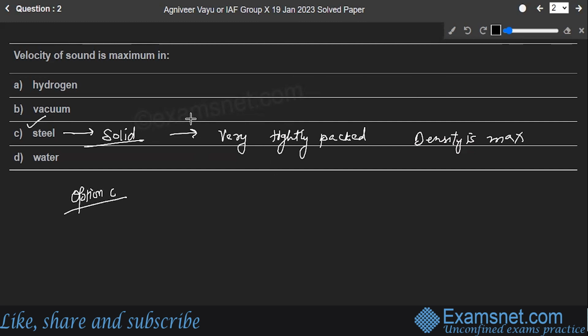Anyways, if I talk about the velocity of sound waves in hydrogen, that is approximately 1270 meter per second. And in vacuum, it is 0. There is no medium. Actually, you can't hear any voice in the vacuum because there is no medium for the sound to travel. And in the steel, it is 5,920 meter per second. And in water, it is 1480 meter per second. Hope you understood this.